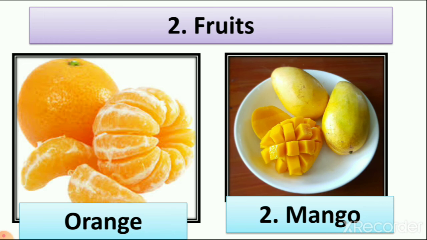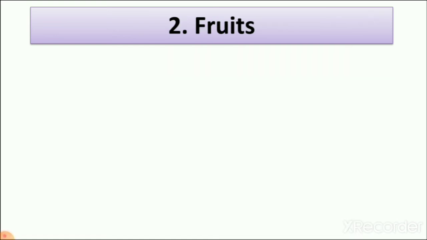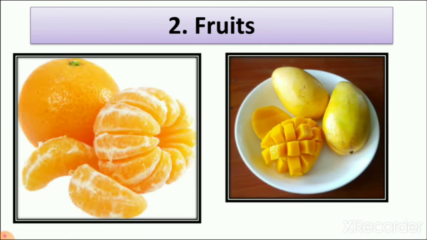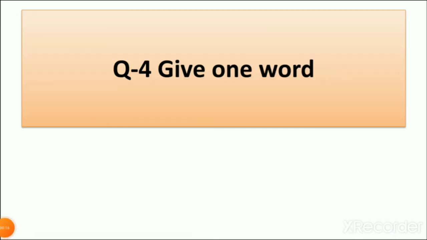So here our question number 4, write two examples, is over. So what we write: the name of trees, apple tree and mango tree. Then we write name of fruits, orange and mango. So we complete our write two examples. Now next question is give one word. So let's write give one word.